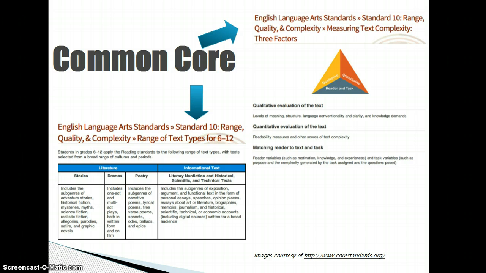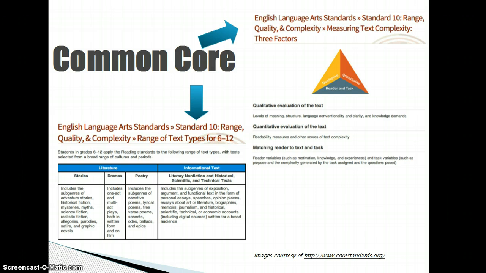And if you look at the down arrow, they actually give examples of the types of informational text that the standards will utilize. It includes the subgenres of exposition, argument, and functional text in the form of personal essays, speeches, opinion pieces, etc. And then if you look to the right, they actually, through the standards, want the text complexity to change throughout the student career.